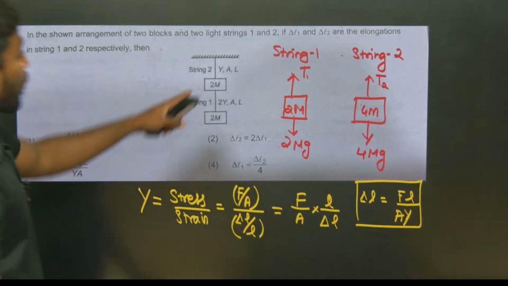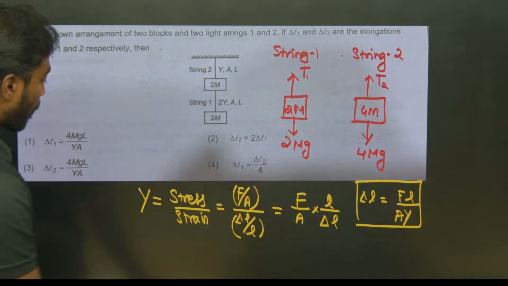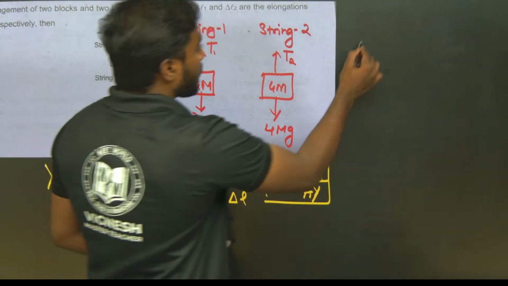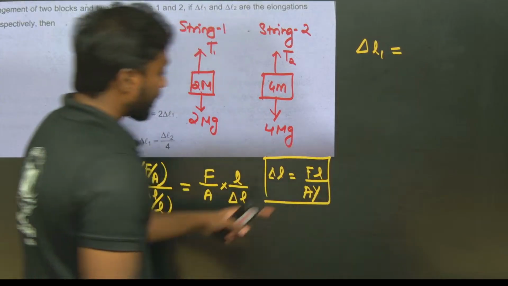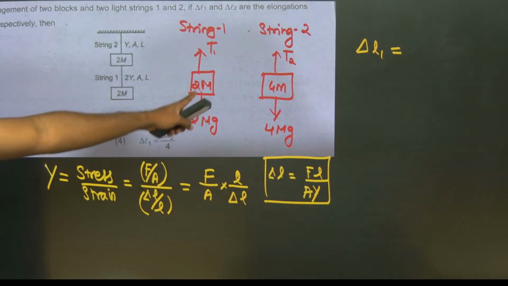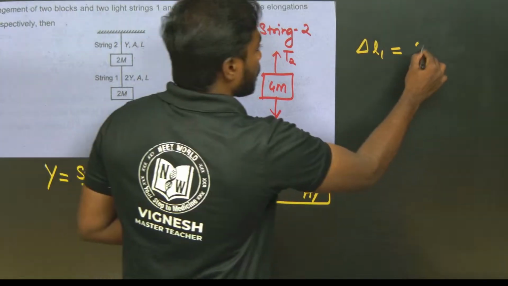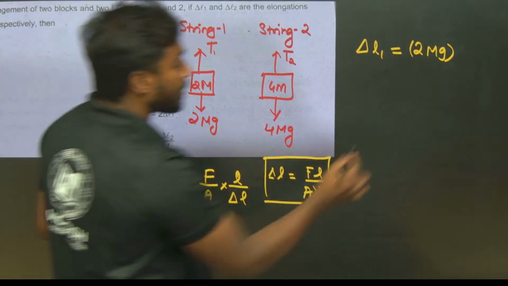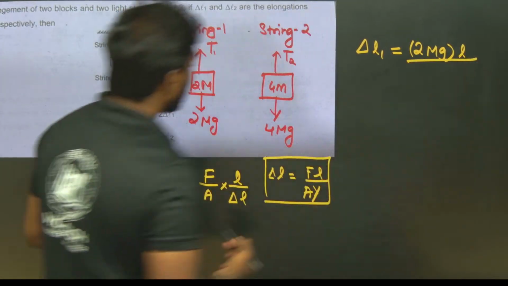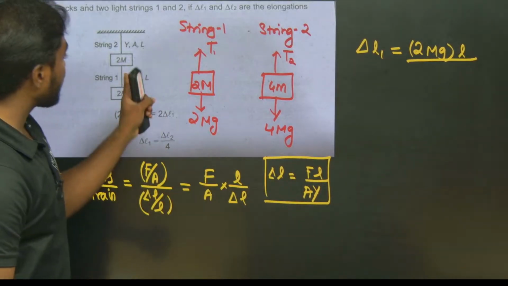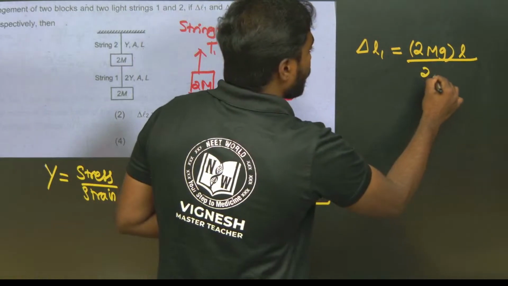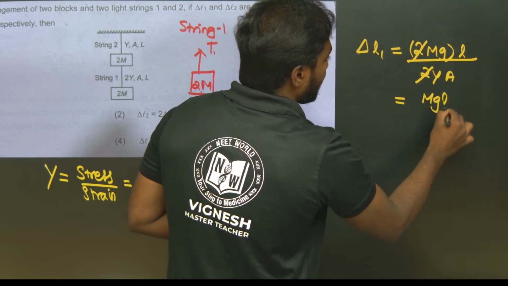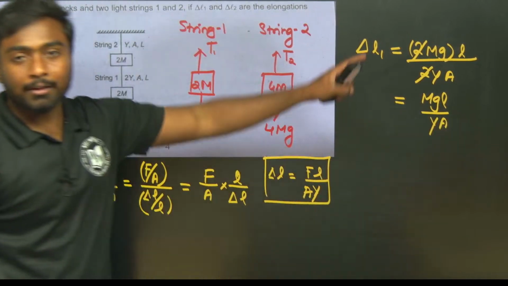Now substitute the values whatever they have given. So first delta L1 I will find. So delta L1 is equal to, what is the force? 2 mg, right? String 1, 2 mg into length, they have given, length is L. Divided by, area is A and Young's modulus is 2Y. So 2Y into A. So 2 will get cancelled. Answer will be mgL by YA. This is for the delta L1.